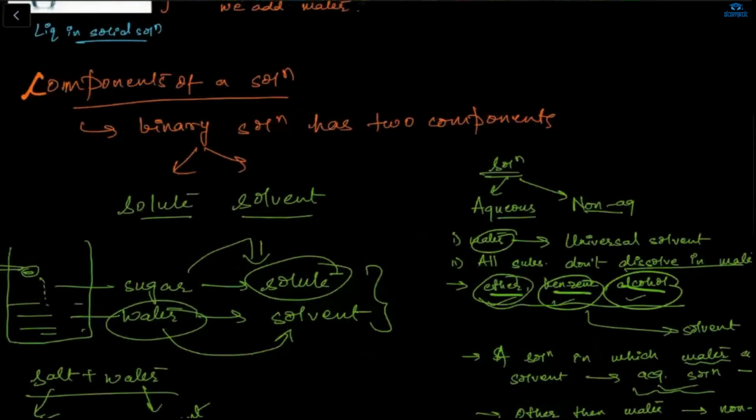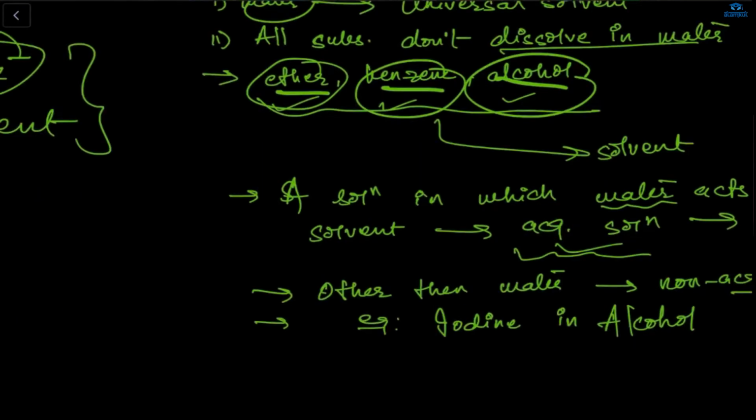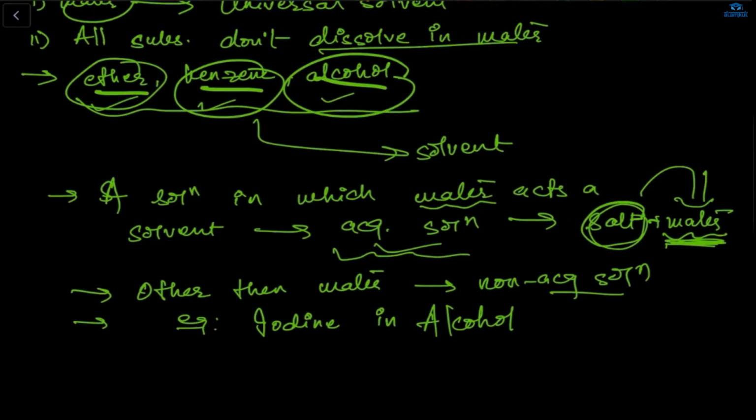Now anybody tell me, what are aqueous and non-aqueous solutions? Ma'am, aqueous solution is any solution that has water in it, like water and salt. But a non-aqueous solution does not have water, like iodine in alcohol, benzene, ether. Yes. Ma'am, what about mercury? Other than water, all are non-aqueous solutions. Yes, ma'am. Okay. A solution in which only water acts as a solvent is known as aqueous.